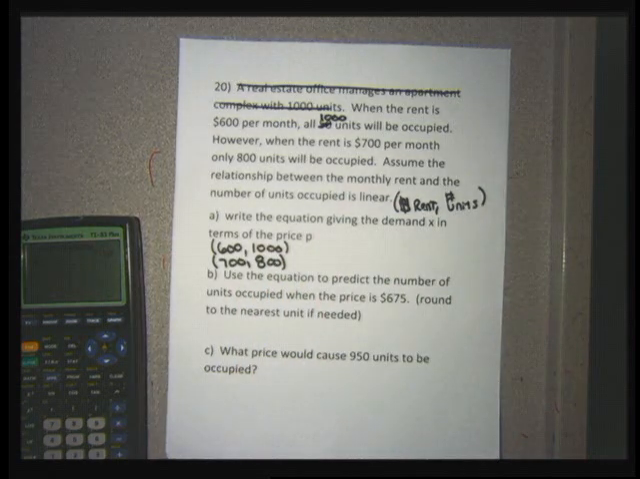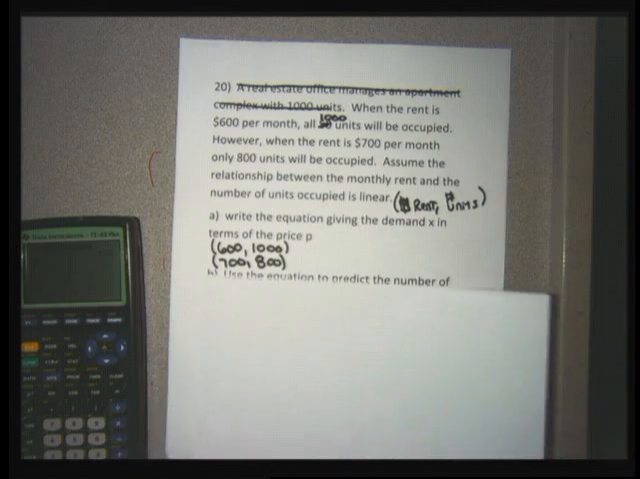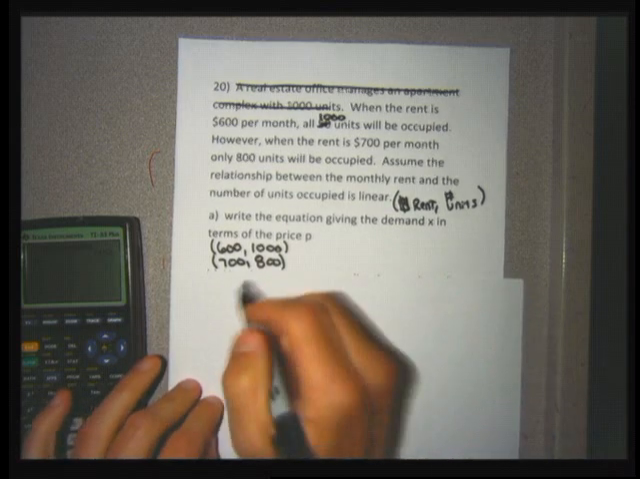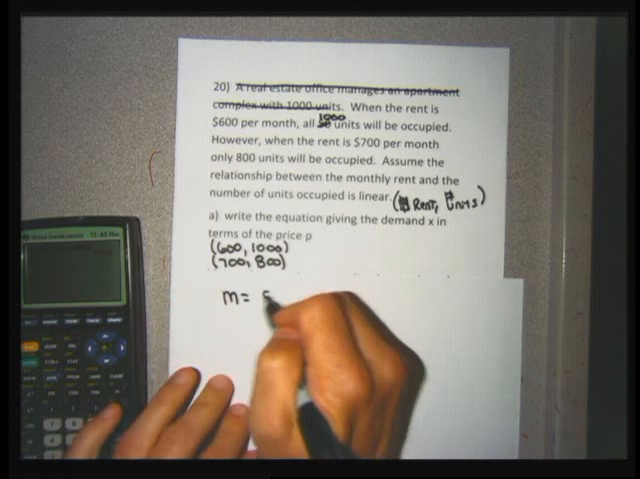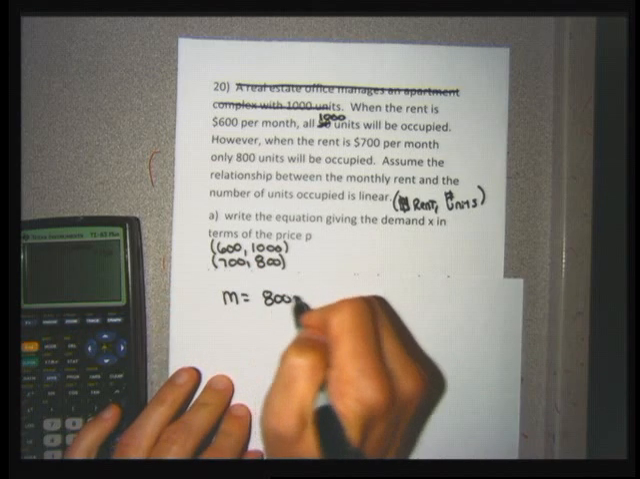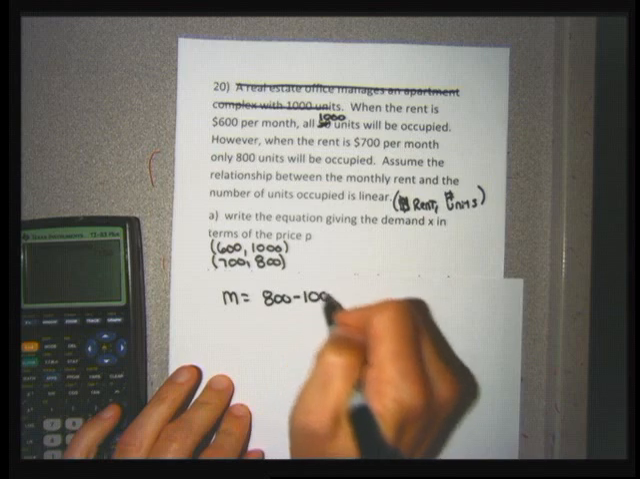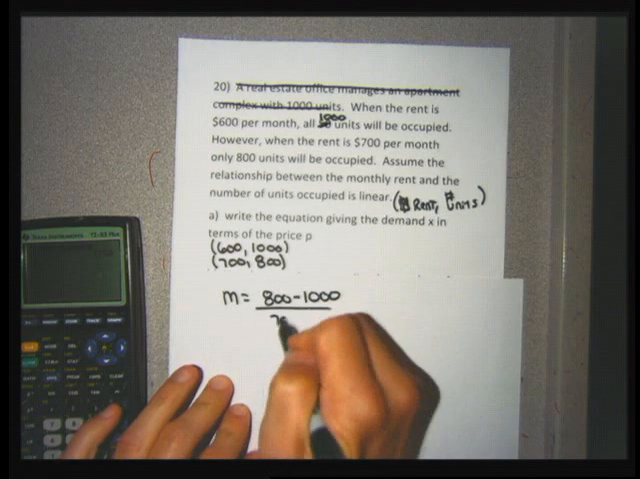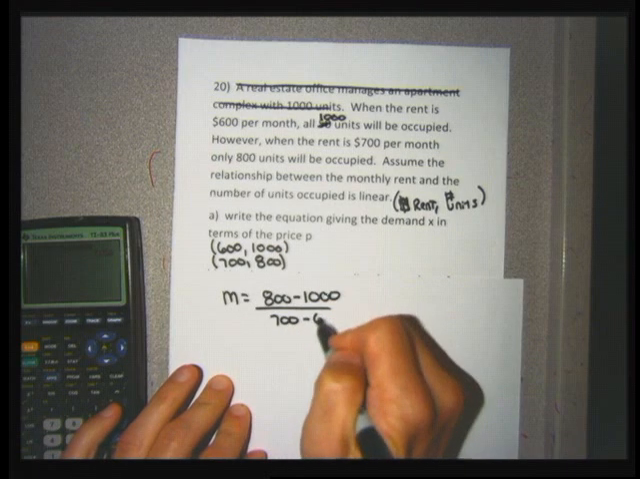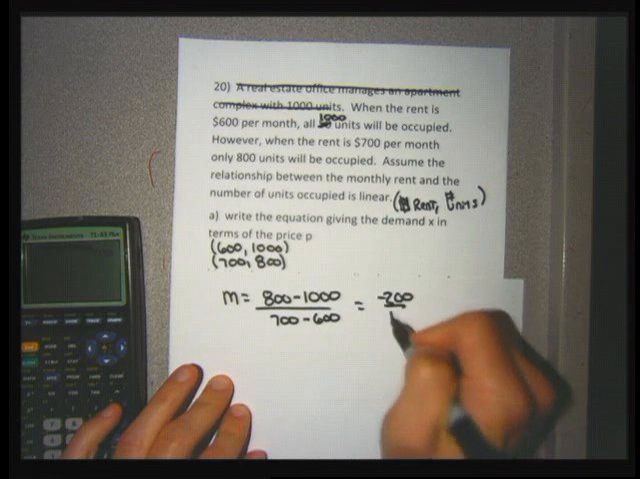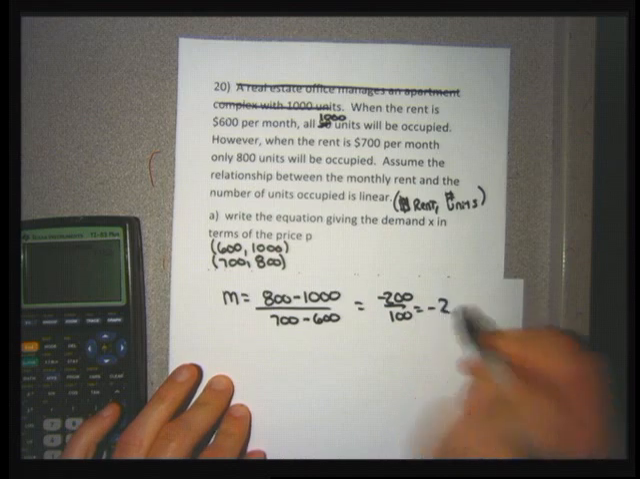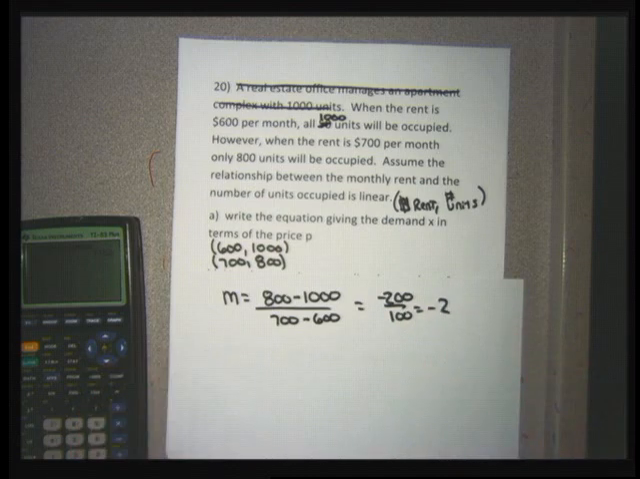I barely have any room, so I'm going to dig out another sheet of paper and do the computation to get my equation on another sheet of paper. So I'm going to find the slope by going y2 of 800 minus y1 of 1,000 over x2 of 700 minus x1 of 600. This gives me negative 200 over 100, which is a lovely negative 2. That's half of finding my equation.